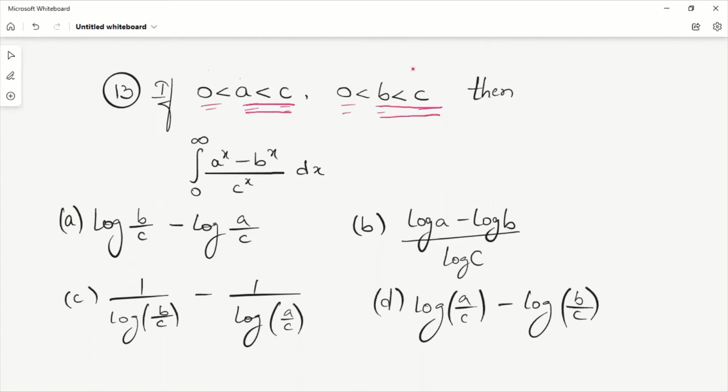That means the relation between a and b can be anything, but both a and b are less than c. That is what we have to remember here. And let's see what's next. Let's see what he gave.